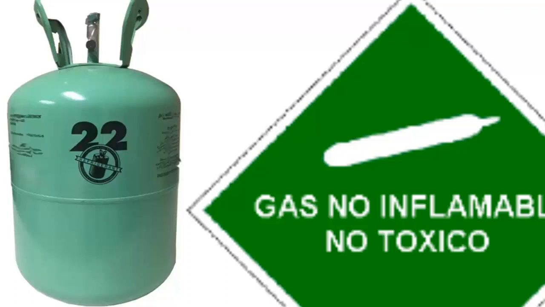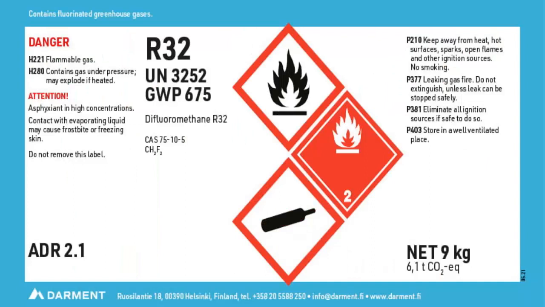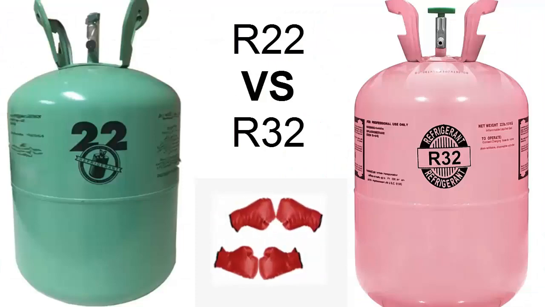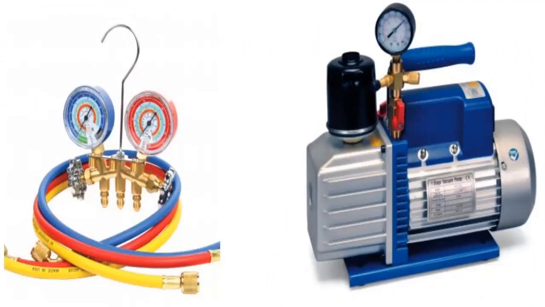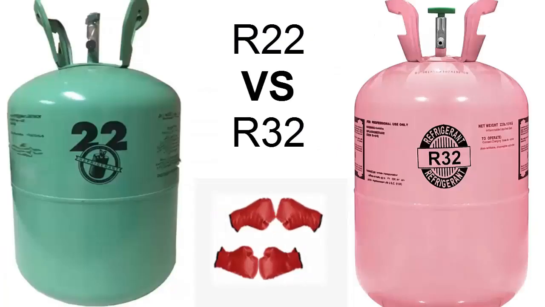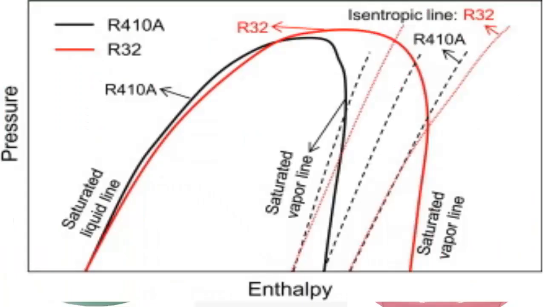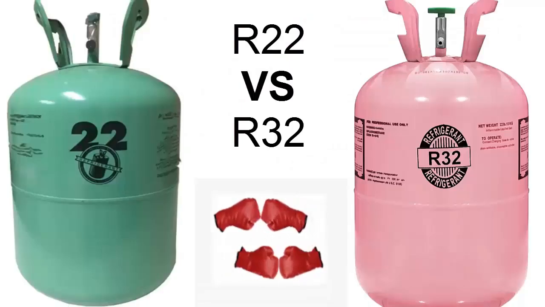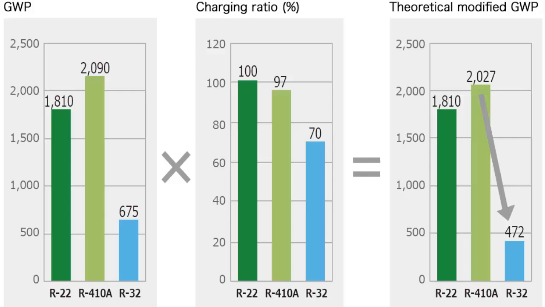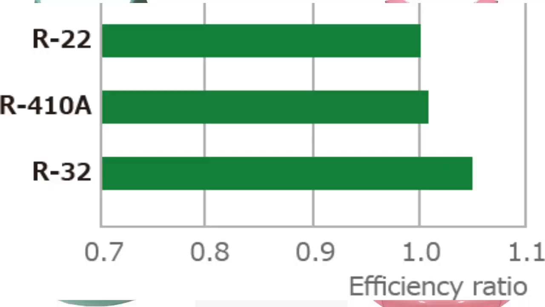R22 is non-toxic and non-flammable, with classifications A1 and L1, whereas R32 is a non-toxic gas with a slight flammability, classified as A2L. The amount of R32 required for air conditioning is much lower, around 60%, compared to that of R22. The temperature of R32 at the compressor outlet is much higher than that of R22, making it ideal for applications with low compression ratios, such as air conditioning. Due to the thermodynamic properties of R32, it consumes less electricity compared to R22.